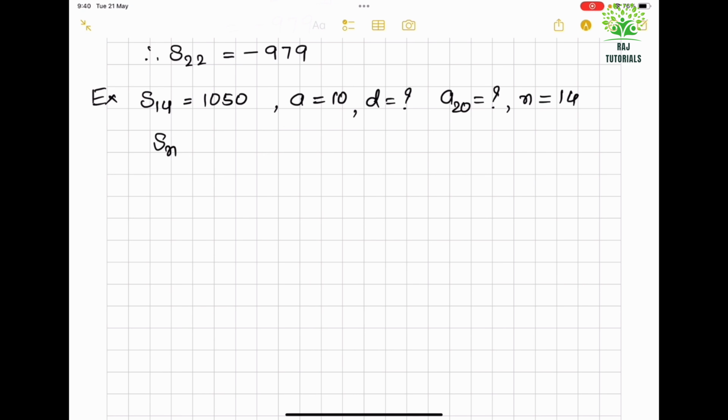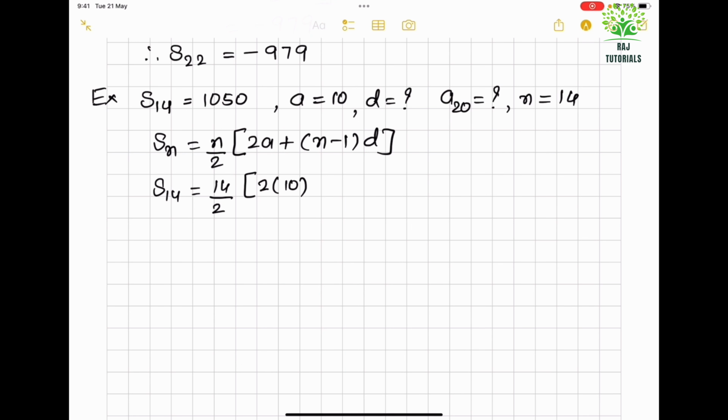So can I say Sn equal to n by 2 into 2a plus n minus 1 d. So S14, here I will write 14. So 14 upon 2 into 10 plus, total 14 terms are there, so 14 minus 1 into D. Now D I don't know. So this will be 7. So S14 is 1050. So 1050.